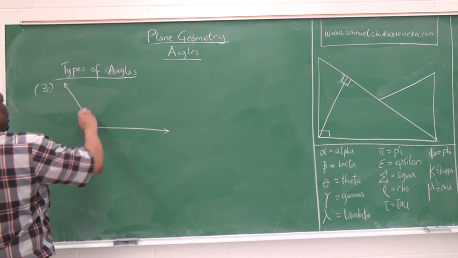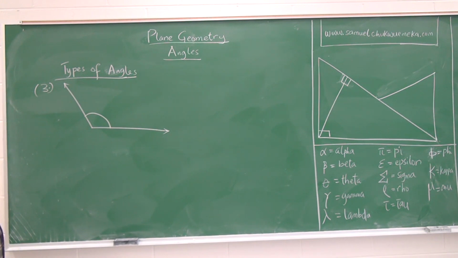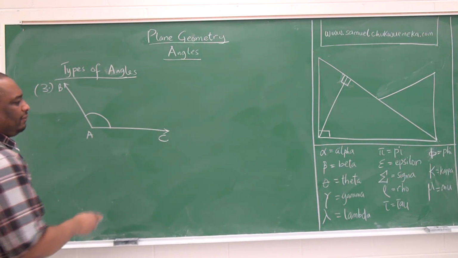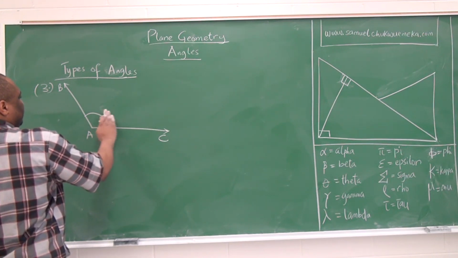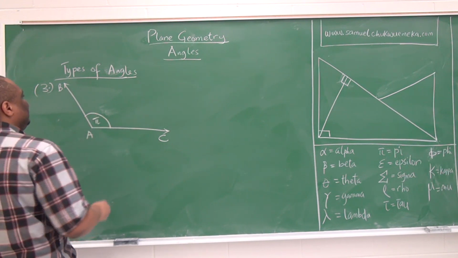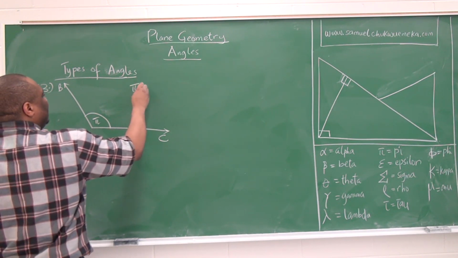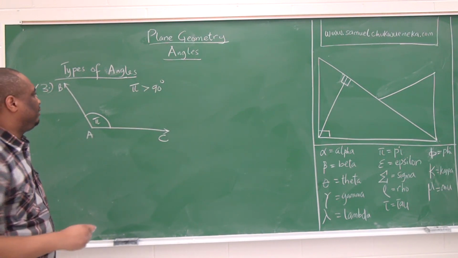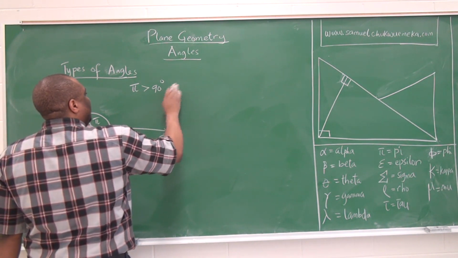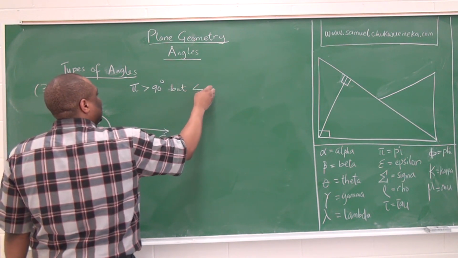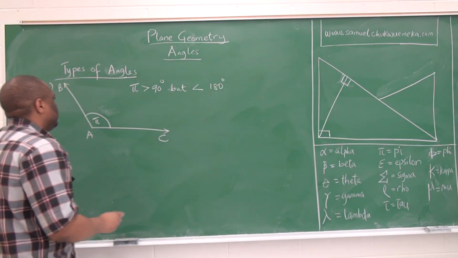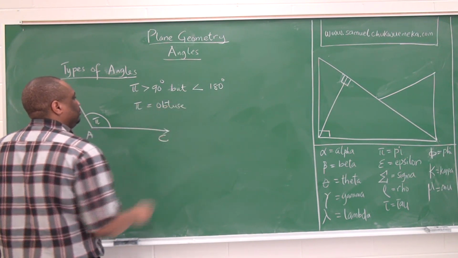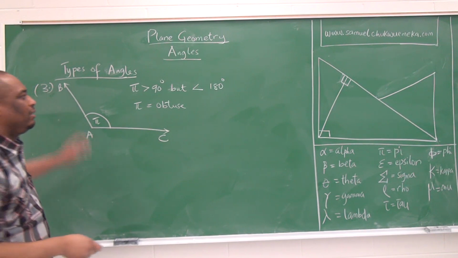And I still have this as A, and this as B, and this as C. So if I have pi here, this means that pi is greater than 90 degrees, but less than 180 degrees. So pi is obtuse. Obtuse angle.